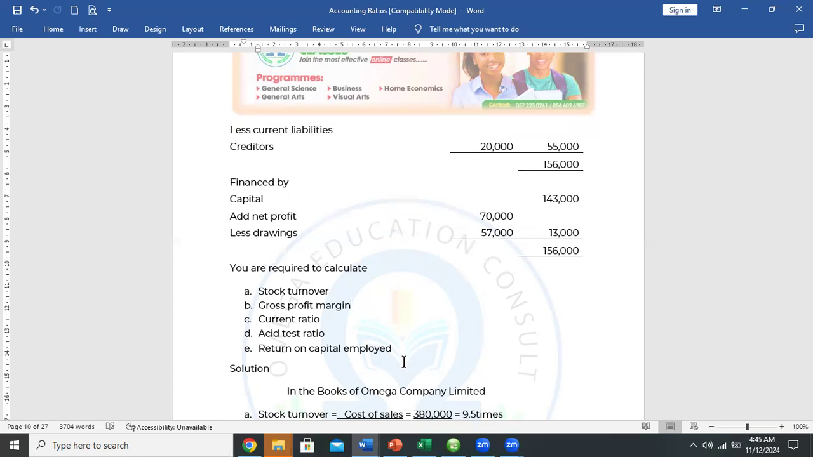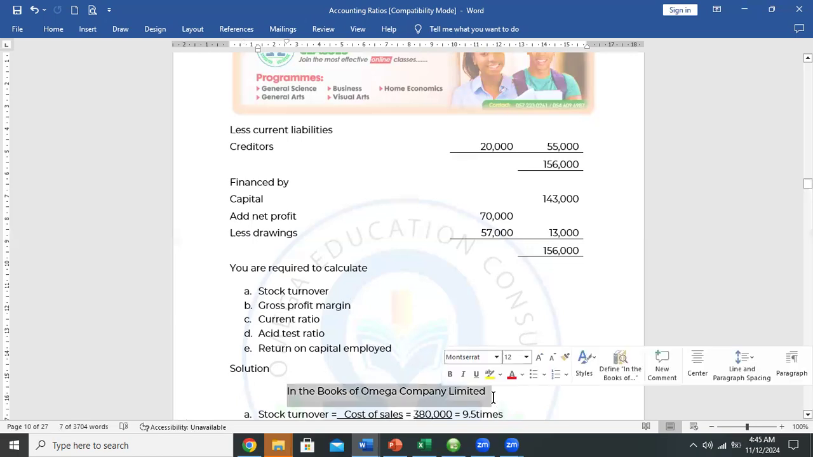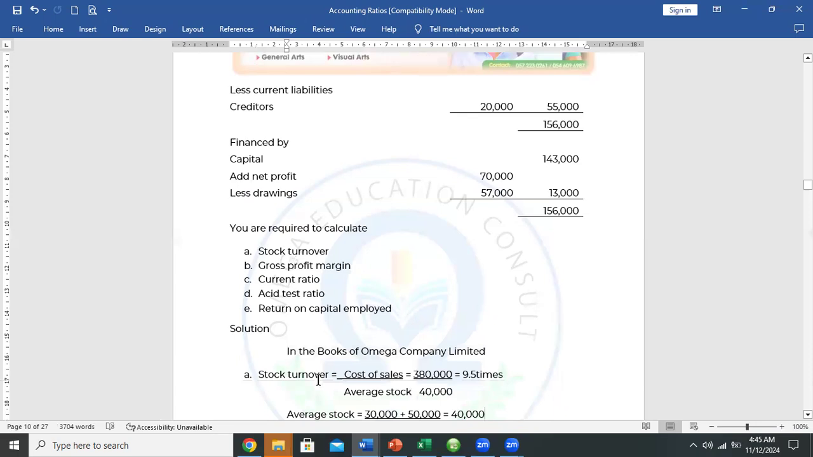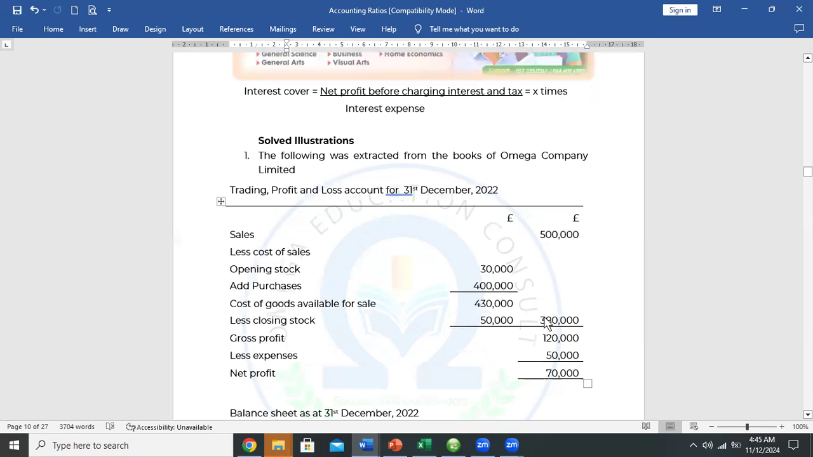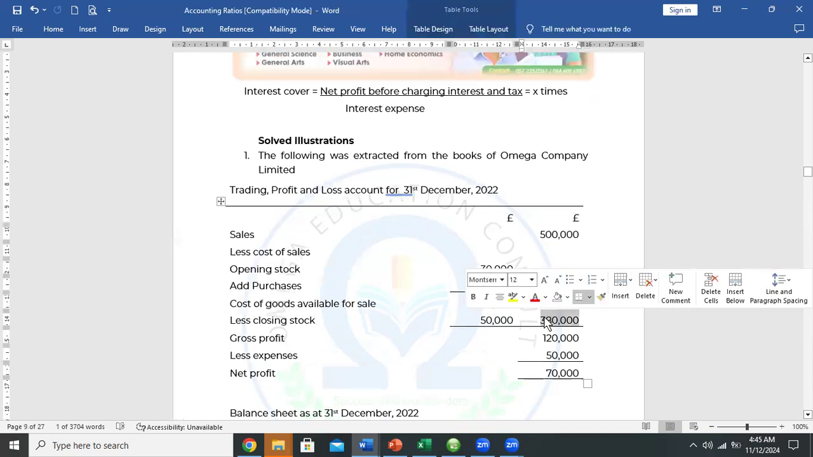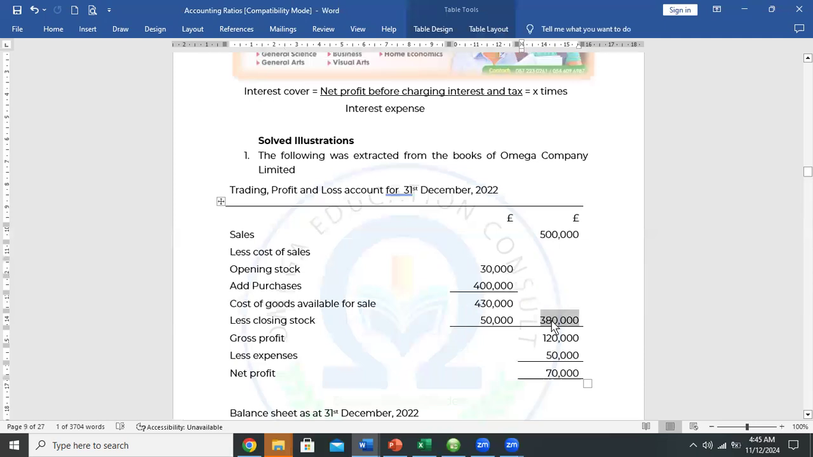So solution, you put the name of the business, which is very, very important. Like I tell you always, the first ratio is the stock turnover. So you quote the formula. Stock turnover is equal to cost of sales divided by average stock, right? So you go to the financial information given and you pick your cost of sales. And we saw that in the trading account, right? This is your cost of sales. How do you know it is your cost of sales? Because when you less the cost of sales from your sales, you get the gross profit. So this 380,000 is the cost of sales.